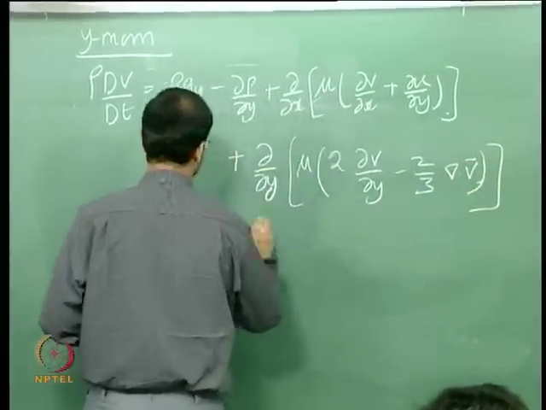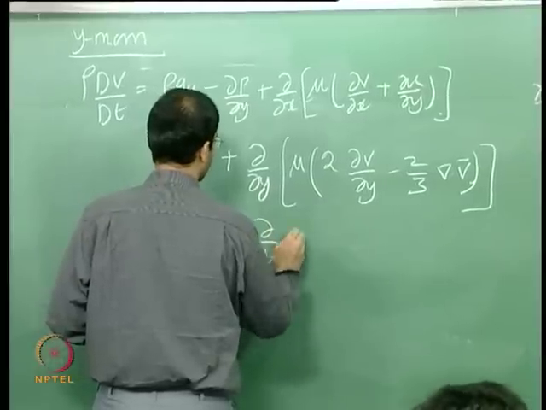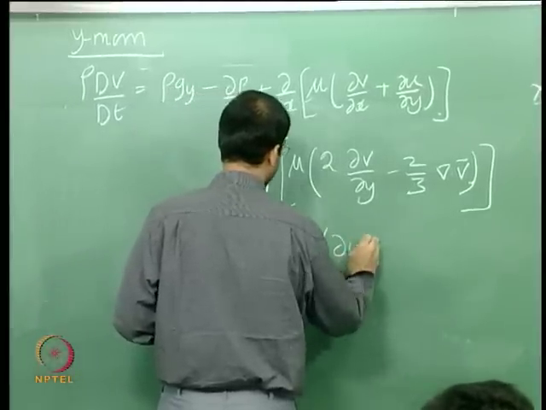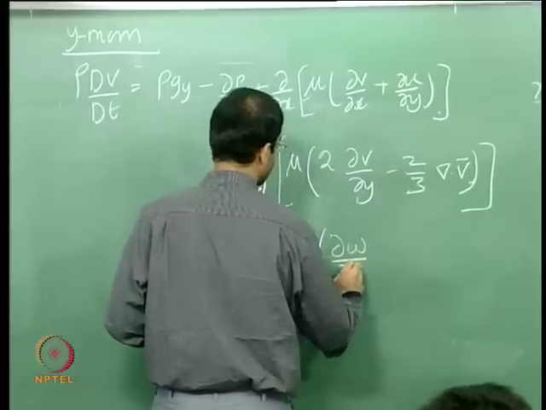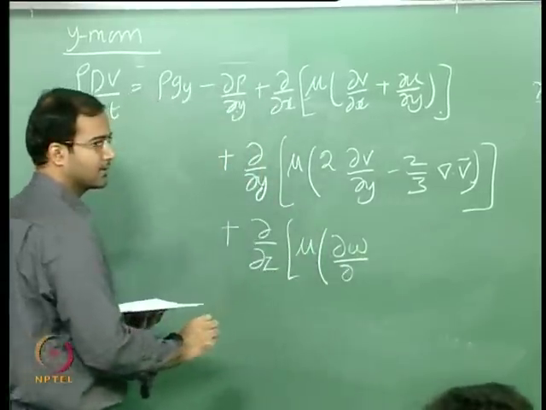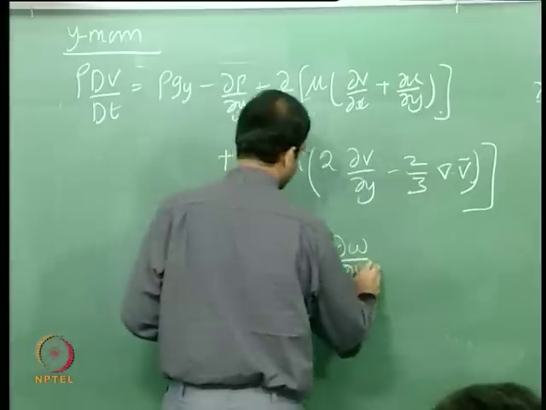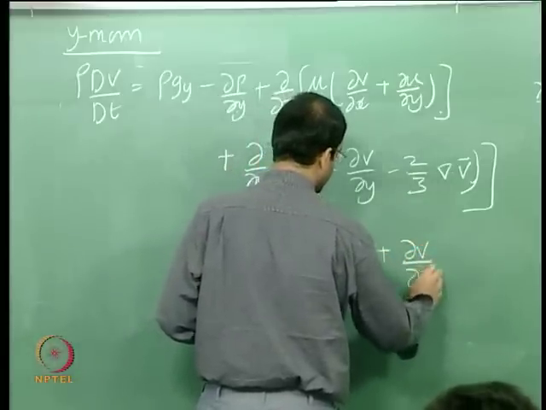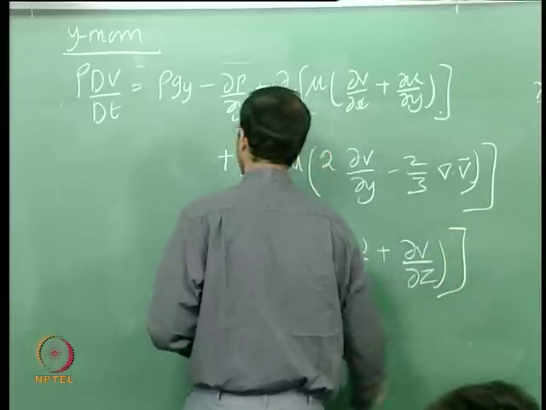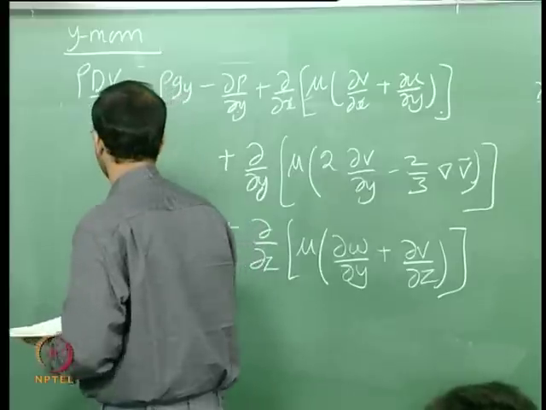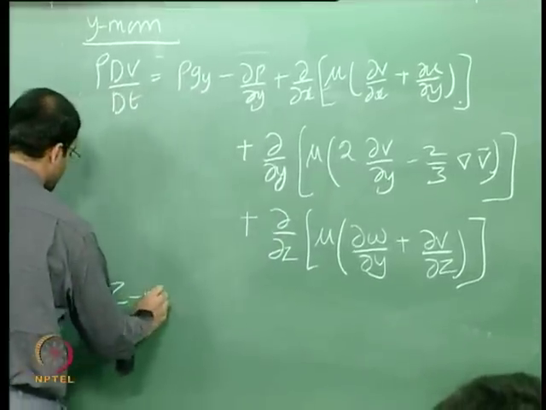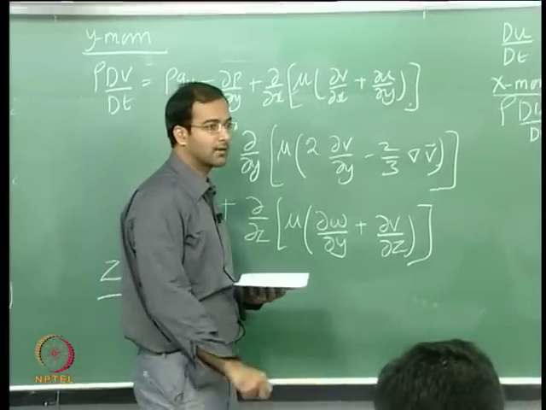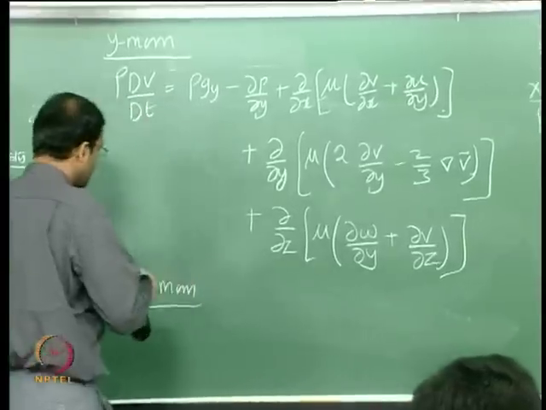plus you have d by dz mu into dw by dy, is it, plus dv by dz, okay. So you can write the z momentum similarly. I am not going to do it. I will give you a couple of minutes to write down the z momentum also in the same manner.